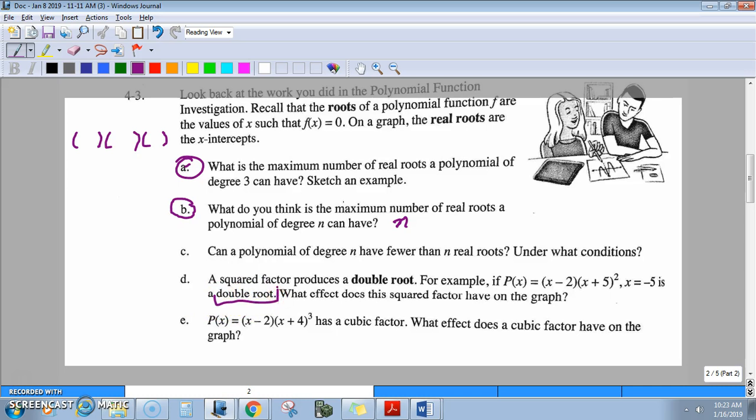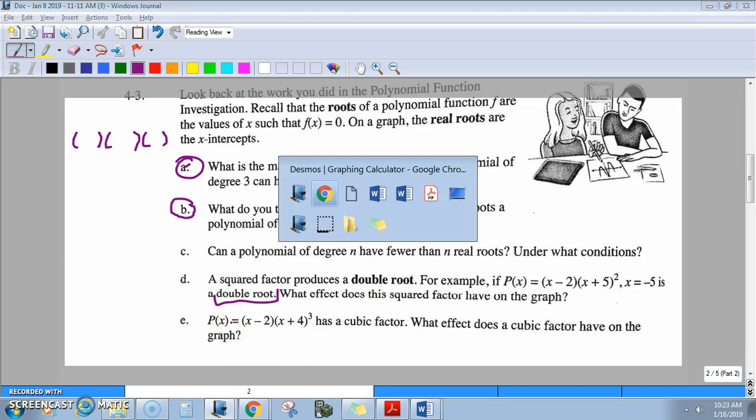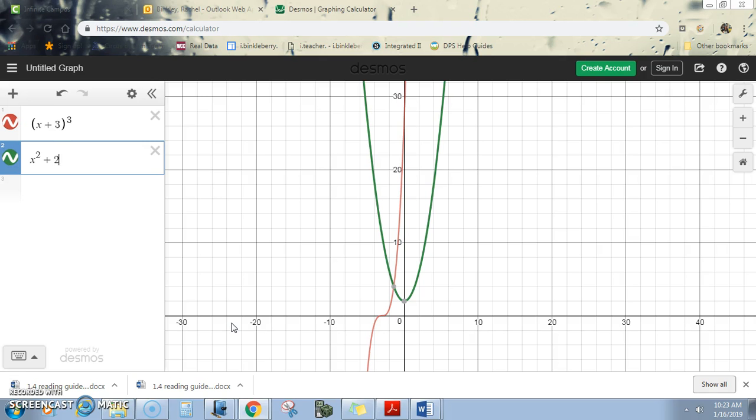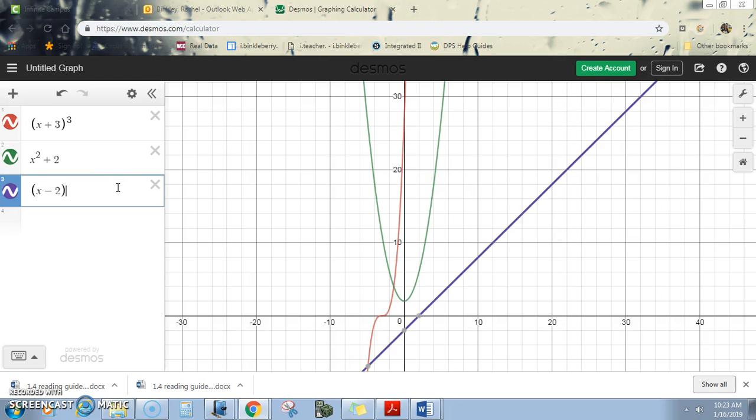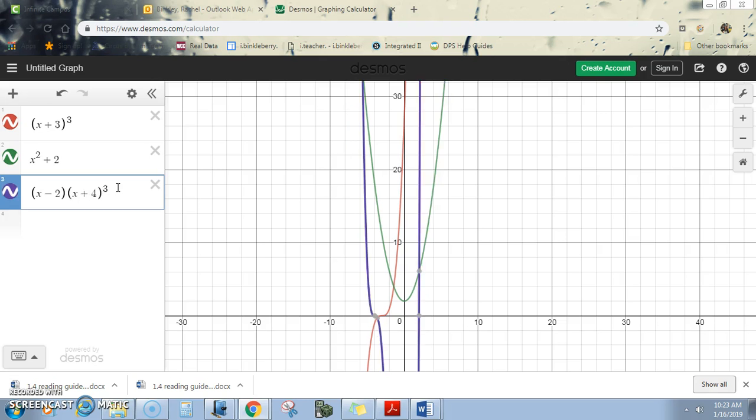What effect does this squared factor have on the graph? Word. P of x equals x minus 2 times x plus 4 cubed. What effect does a cubic factor have on this graph? Okay, so this is degree 4. And it says it has a cubic root. So my guess is that it's only going to cross one time, but let's put this into Desmos. X minus 2 times x plus 4 cubed.